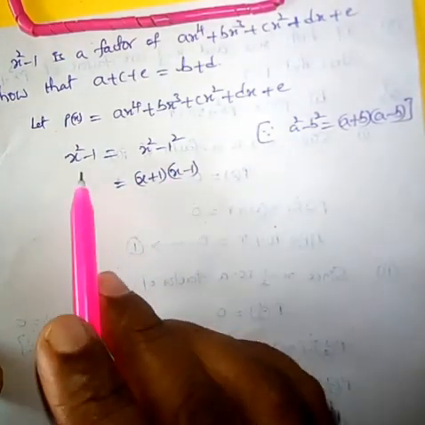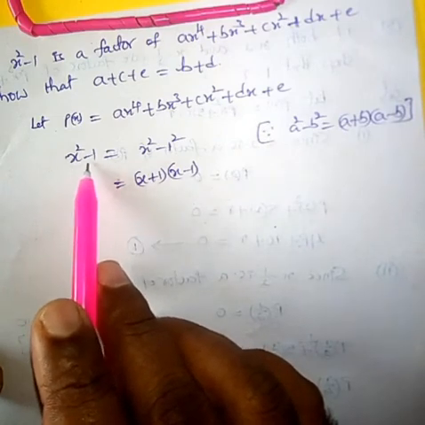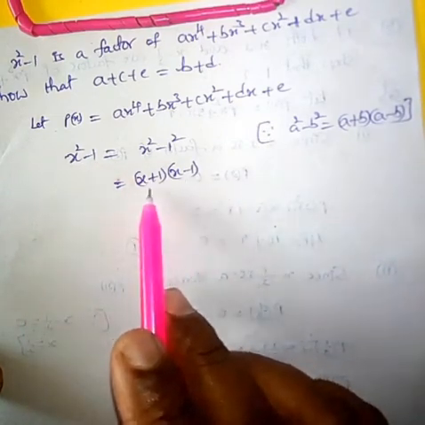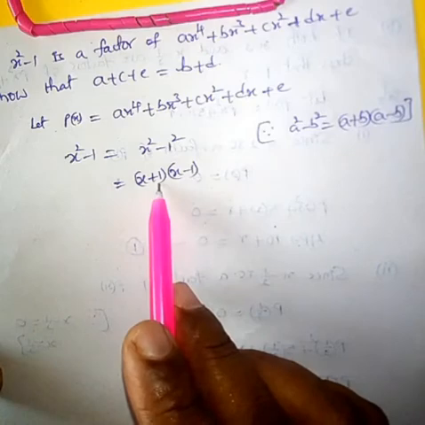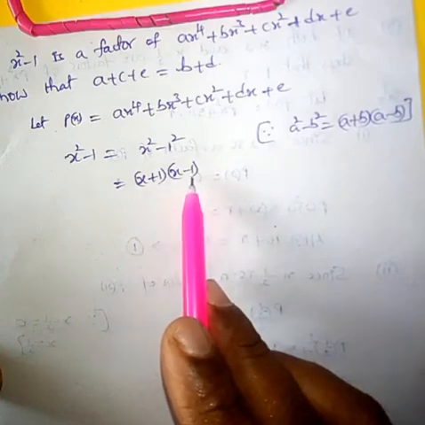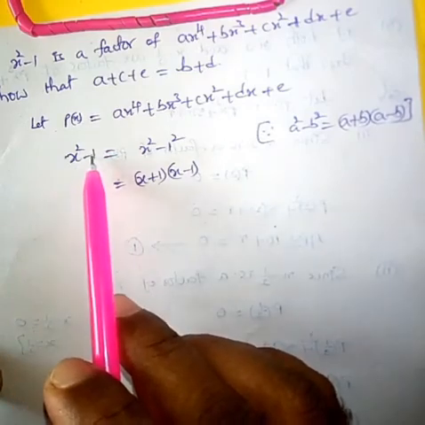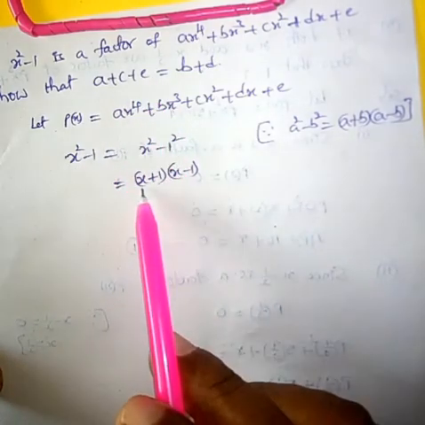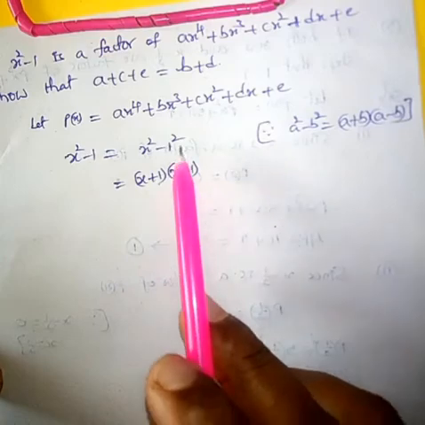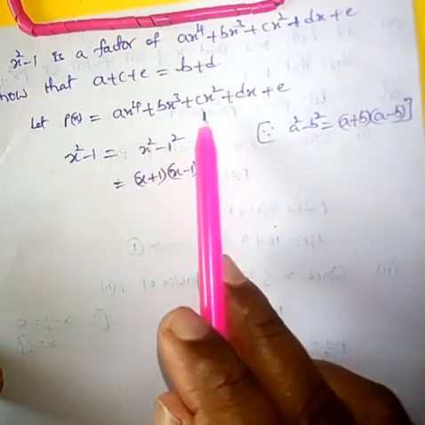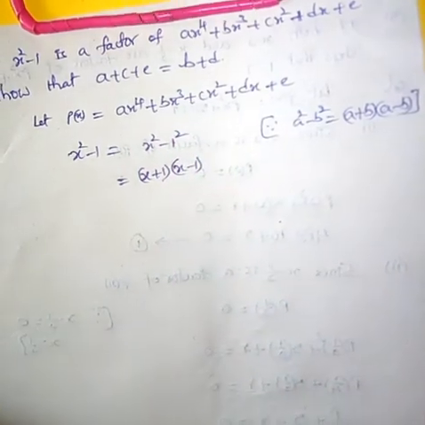So you can write this second degree polynomial as the product of two linear polynomials. One is x plus 1 and the other one is x minus 1. Given that x square minus 1 is a factor of p(x), that is why x plus 1 and x minus 1 are also factors of the polynomial p(x).